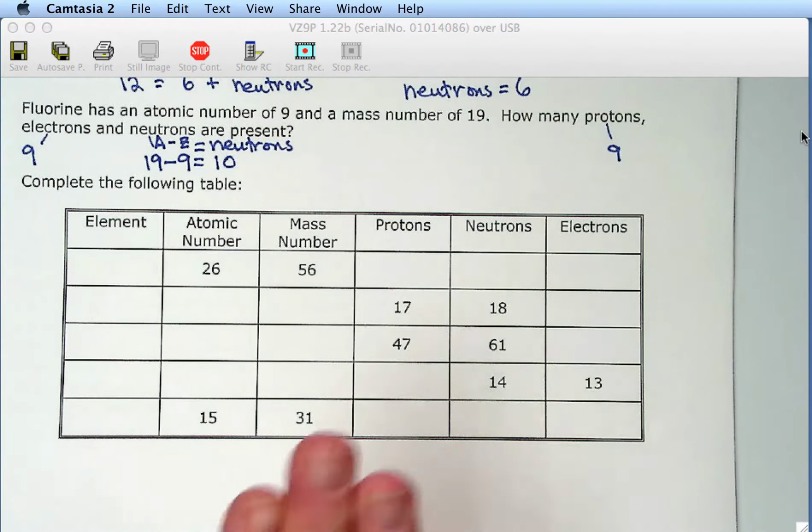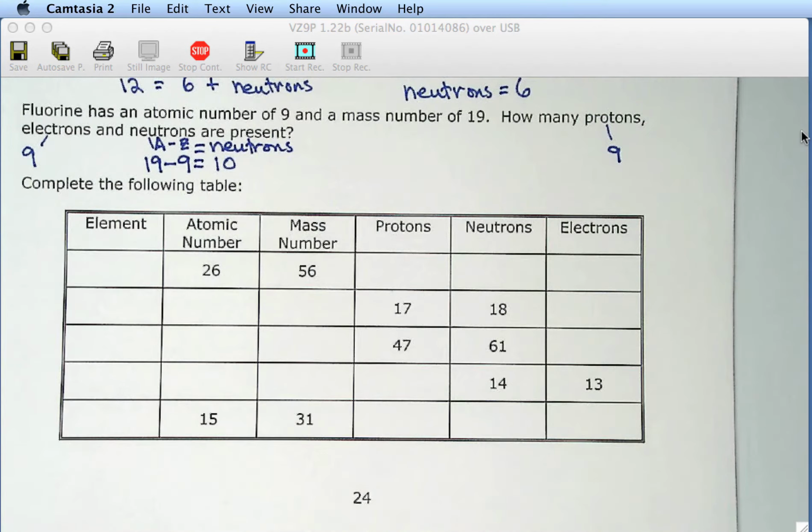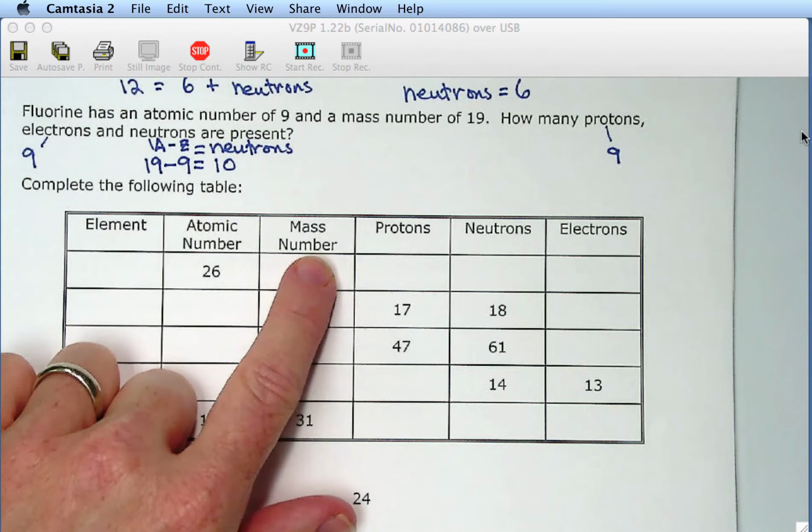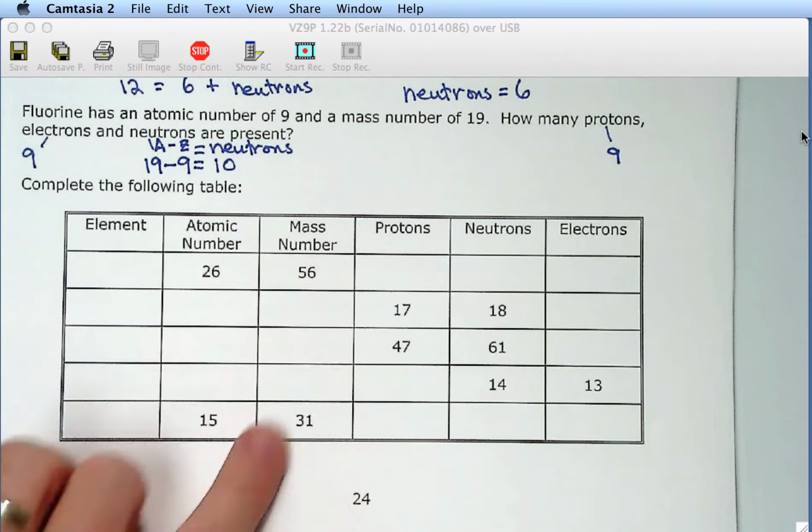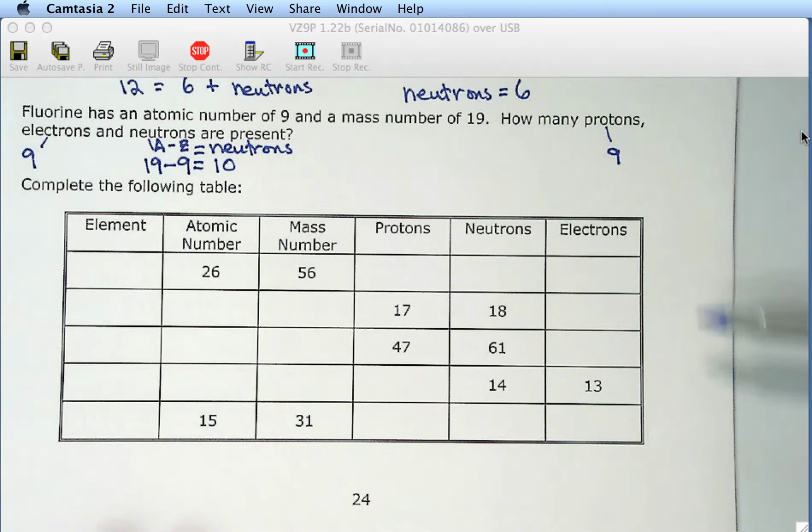So oftentimes we will give you a table for a quiz or an exam. We will give you enough information so that you can piece it together. For instance, if I didn't give you the mass number on this first one, it would be hard to tell me how many neutrons there were, or the mass number.